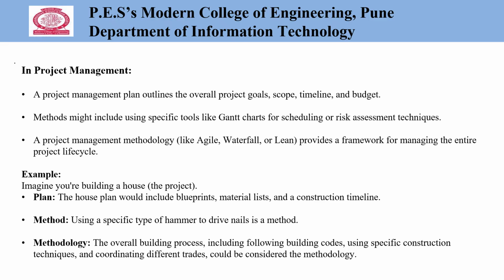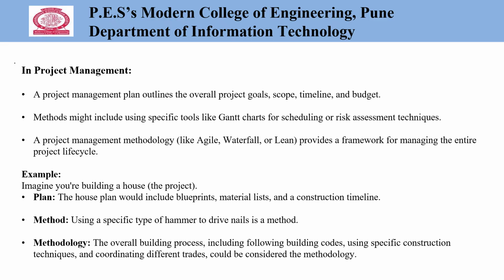So, in project management, a plan outlines the overall project goals, scope, timeline, and budgets. And a method might include using specific tools like Gantt charts for scheduling or risk assessment techniques. So this is one of the tools that will be used for scheduling any task or for risk management techniques. Third one, the project management methodologies. It will be like agile, waterfall, or lean. This provides a framework for managing the entire project life cycle.